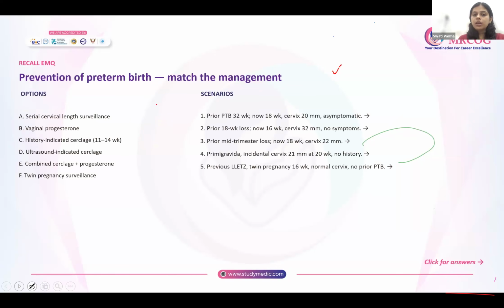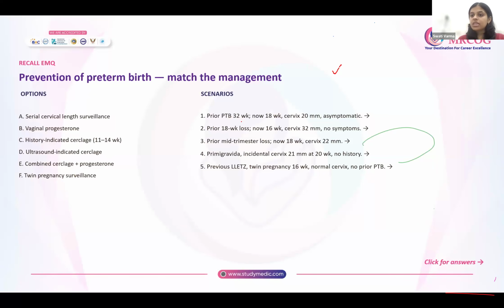Now coming to match, or we can say recall EMQs, match the management. Now these are the options: serial cervical length surveillance, vaginal progesterone, history indicated cerclage or ultrasound indicated cerclage, combined cerclage plus progesterone, or twin pregnancy surveillance. Let's have a look. Prior preterm birth, 32 weeks.